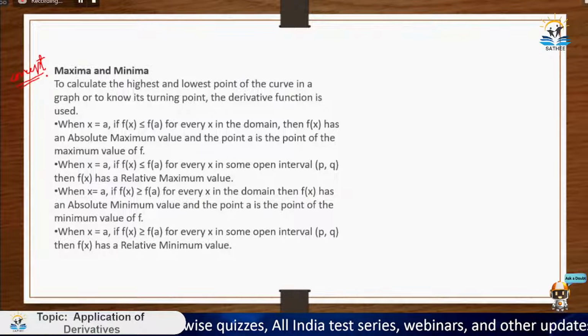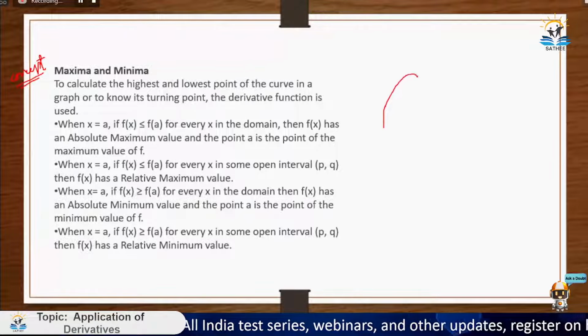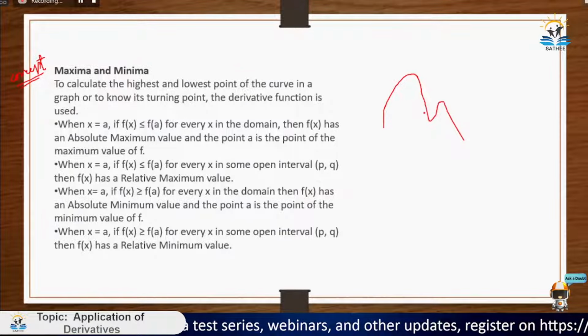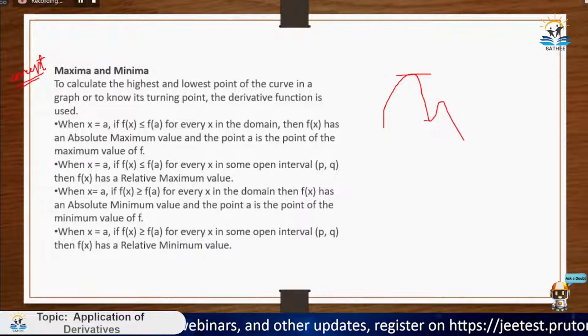तो अब इसमें क्या होगा? अब इस कॉन्सेप्ट में क्या होगा कि मैक्सिमा मिनिमा क्या होता है? लेट्स से मेरा फंक्शन ऐसे जा रहा है एंड देन दिस गोइंग लाइक दिस. सो बेसिकली इस पॉइंट पे मेरा मैक्सिमा आ रहा है. सो दिस इज नोन एज द मैक्सिमा एंड दिस इज नोन एज द मिनिमा.